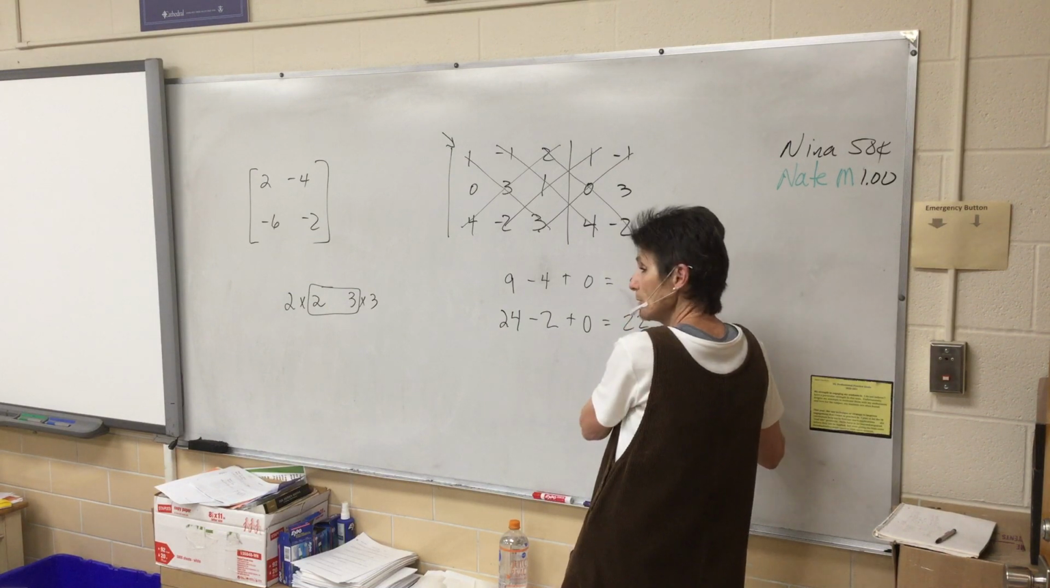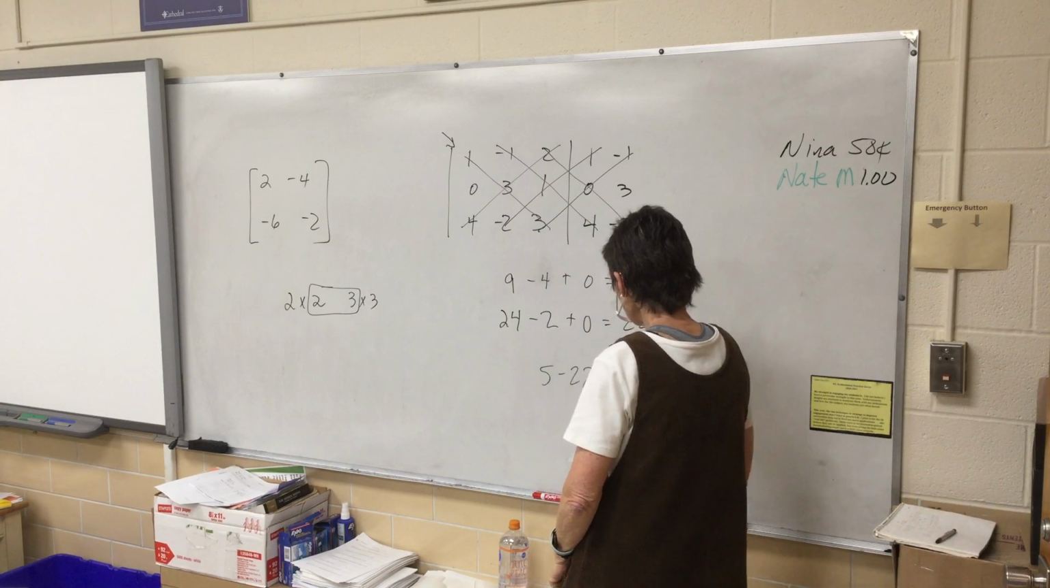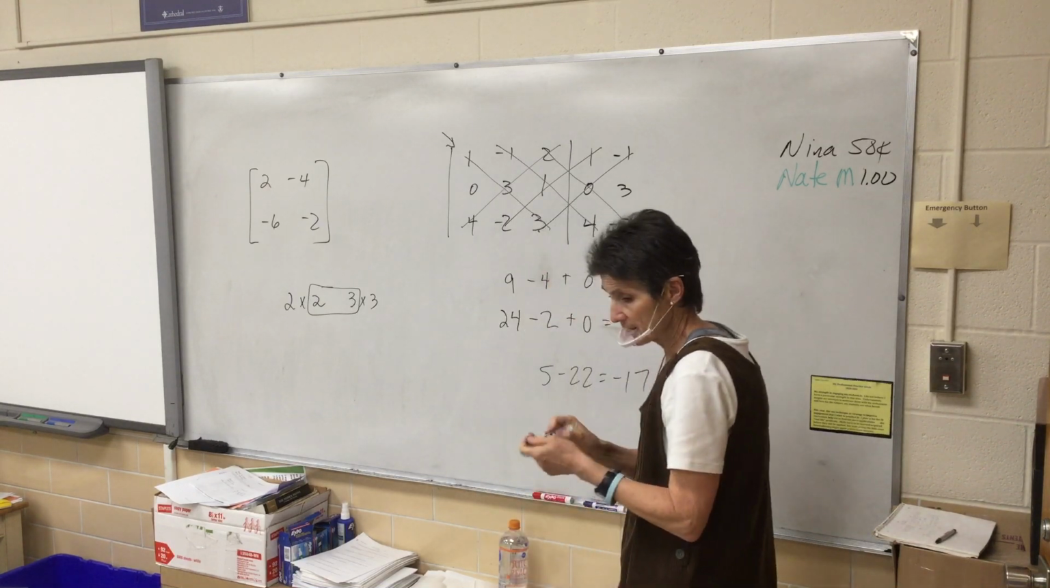And then what do I do with those two numbers? Subtract. Always subtract downs minus ups. So the answer to the problem would be negative 17.